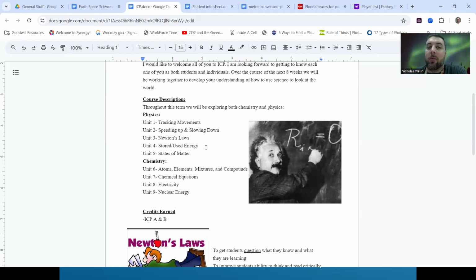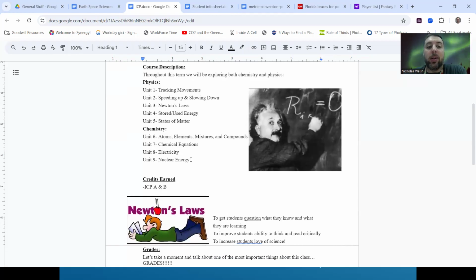Then we take the midterm. The midterm is only over physics, so only over the stuff we go over in the first 4 weeks. At the end of the 4 weeks, as long as you're passing both the class and the midterm, you will get credit for ICP-A. Then we'll jump right into ICP-B, which is the chemistry side of things.